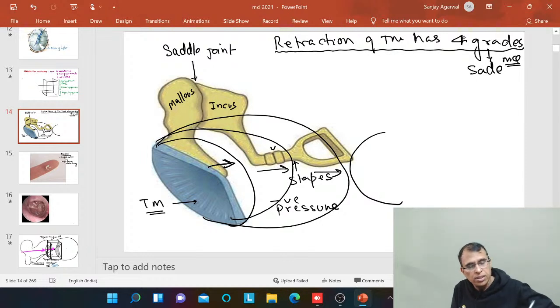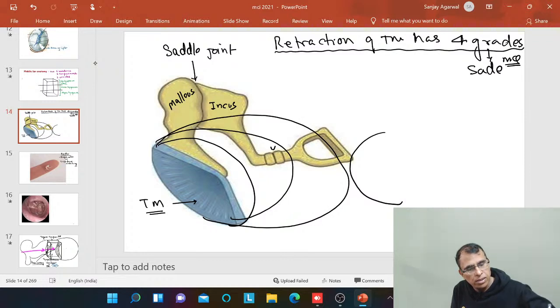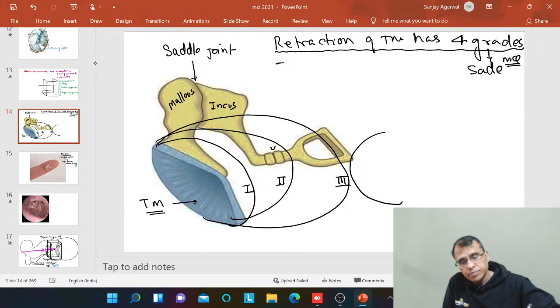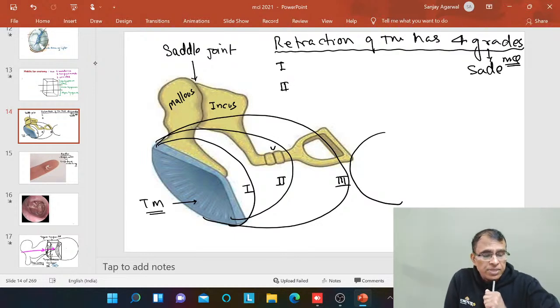Let's say this is grade 1, this is grade 2, and this is grade 3. You don't have to know this, I'm just telling you, okay? Don't think, yaad nahi, samajh nahi aaya, doesn't matter. If you can understand and remember, it is well and good. If not, don't bother. In grade 1, normally the tympanic membrane touches the malleus. It doesn't touch the incus, stapes or promontory. In grade 1, as you see, it is retracted, but it's still not touching the incus or stapes. Can you see that? So that's grade 1. Grade 2, it is touching the incus and the stapes, but not the promontory.